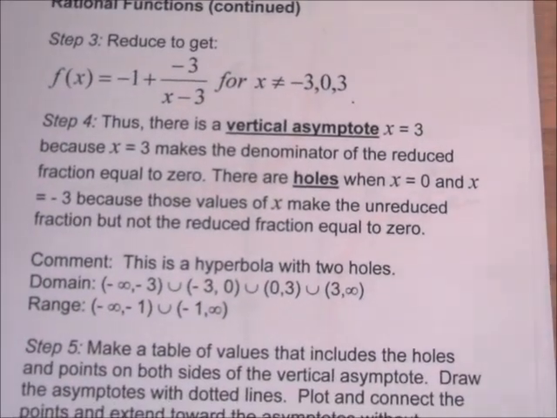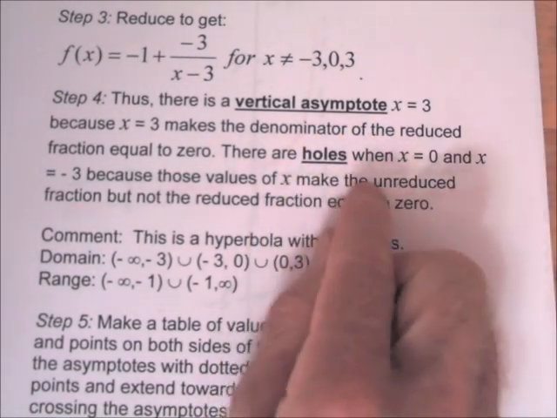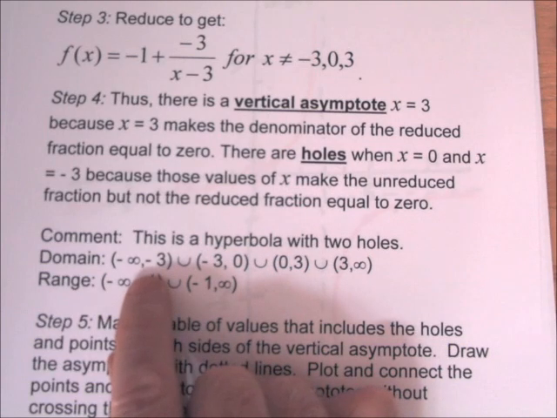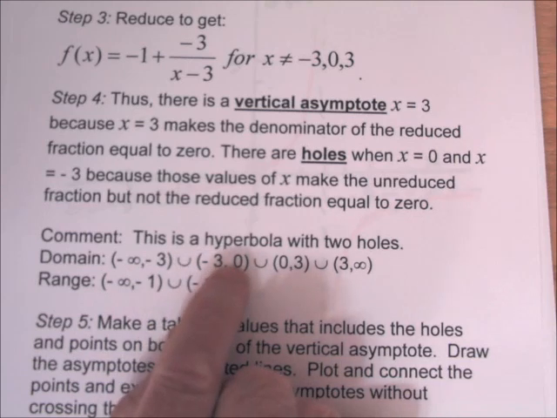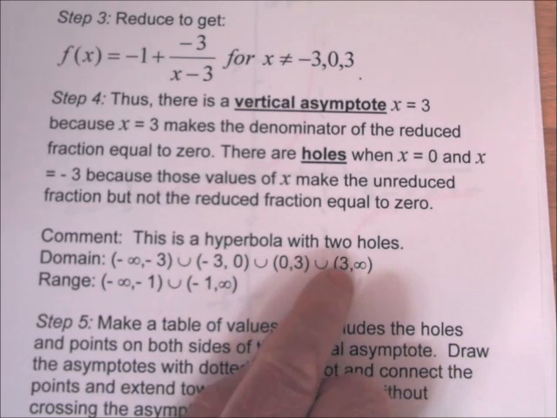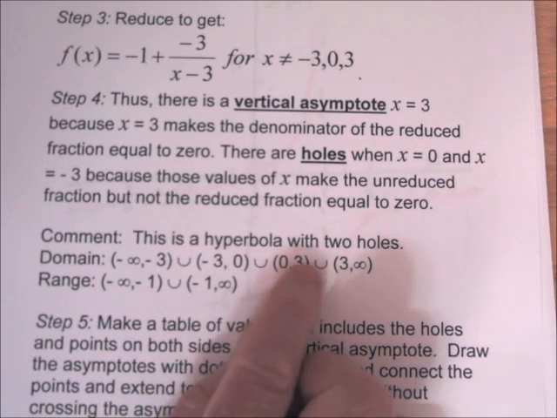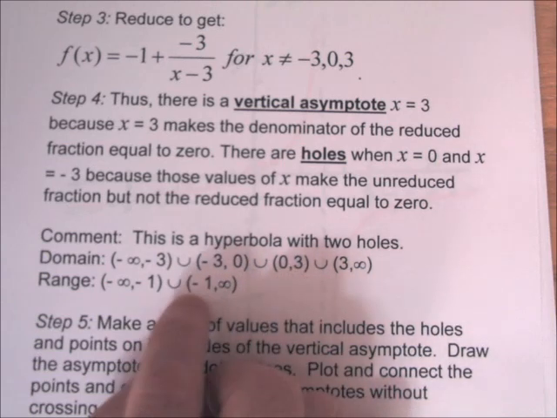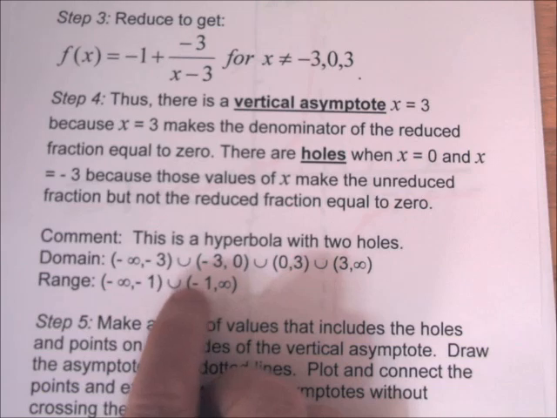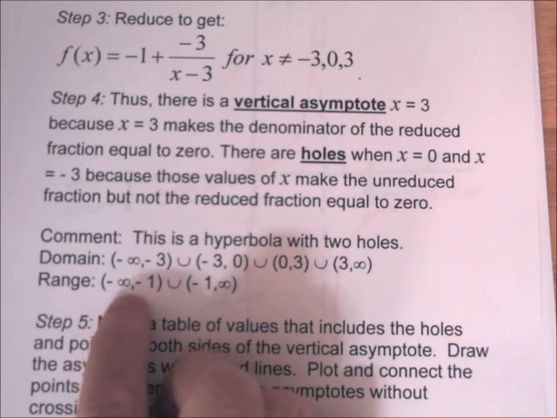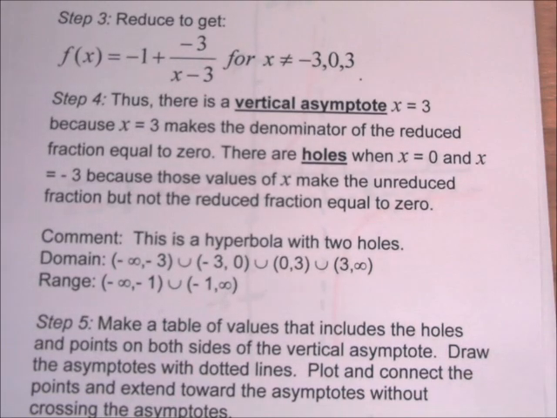So the hyperbola has a vertical asymptote, a horizontal asymptote, and two holes. The domain is negative infinity to negative 3, union negative 3 to 0, union 0 to 3, union 3 to infinity. So we have little gaps here for the two holes and the vertical asymptote. And the range, well, we'll have a gap in the range at negative 1. That's the horizontal asymptote. So the range is minus infinity to negative 1, union negative 1 to infinity. And that concludes this presentation.